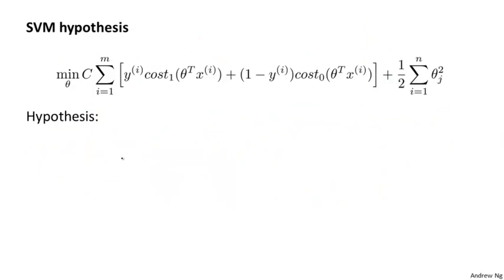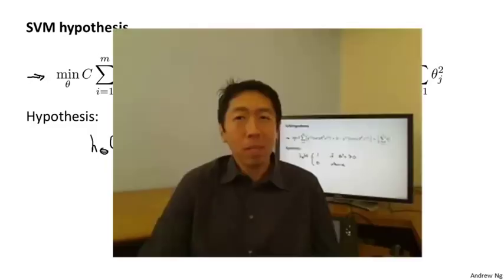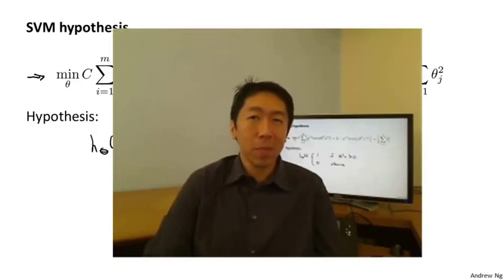Finally, unlike logistic regression, the support vector machine doesn't output a probability. Instead, we have this cost function, which we minimize to get the parameters theta. The support vector machine makes a prediction of y being equal to 1 or 0 directly. So the hypothesis will predict 1 if theta transpose x is greater than or equal to 0, and will predict 0 otherwise. Having learned the parameters theta, this is the form of the hypothesis for the support vector machine. So that was a mathematical definition of what a support vector machine does.